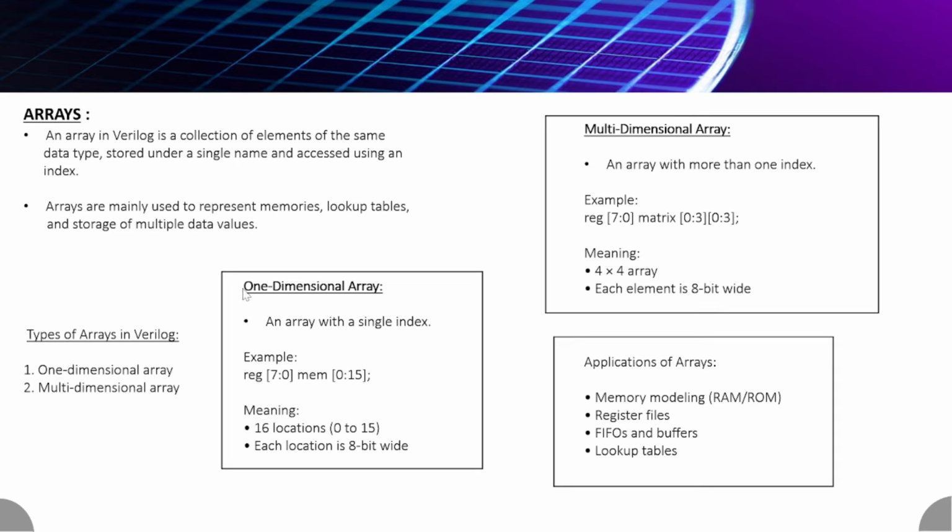First, one-dimensional arrays. This type of array uses a single index. For example, reg [7:0] number [0:15]. This means we have 16 memory locations from 0 to 15, and each location stores 8-bit data. Next, multi-dimensional arrays. These arrays use more than one index. For example, reg [7:0] matrix [0:3][0:3]. So this represents a 4 by 4 array where each element is 8 bits wide.